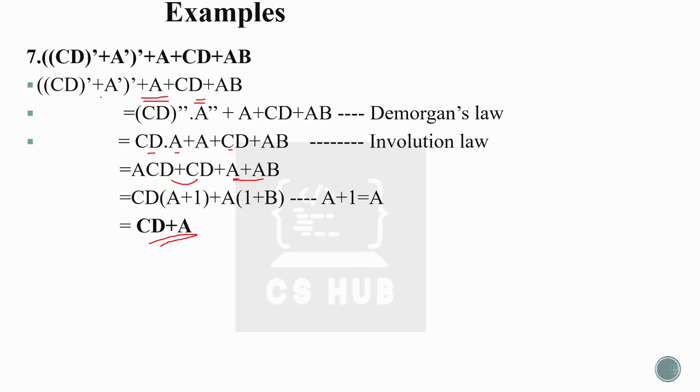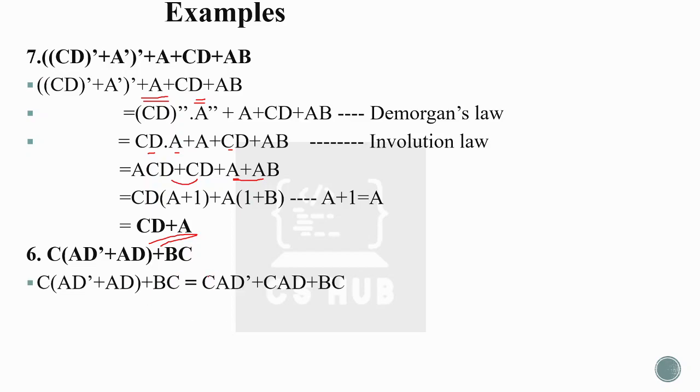So this big expression is reduced to this small expression. Then the last one: C into AD bar plus AD, plus BC. I'm going to expand this expression. So we get C into CAD bar plus CAD plus BC. Then I can take this CA common, so I take CA outside and get CA into D bar plus D, plus BC.